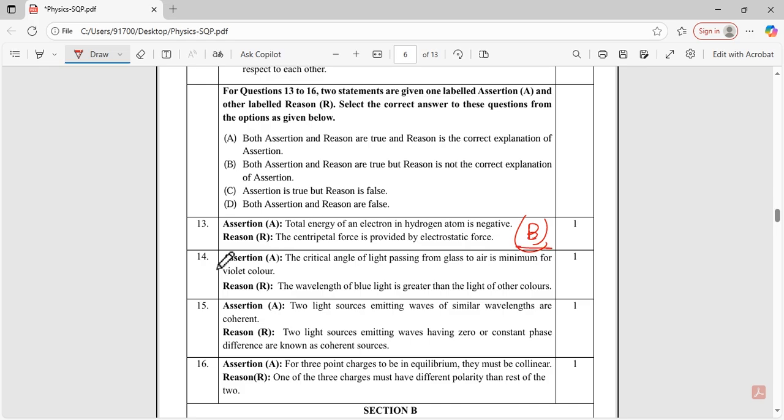Now question number 14. Assertion: the critical angle of light passing from glass to air is minimum for the violet color. Reason: the wavelength of blue light is greater than that of the other colors. Okay, so there is no relation between them. The reason is not a correct explanation of A. A is true, but actually the reason is not true. That's a false reason. Okay, that's option C.